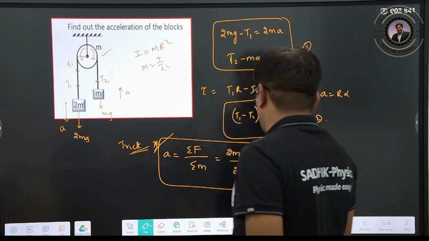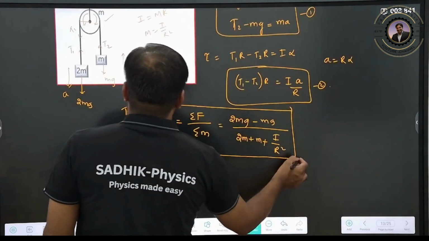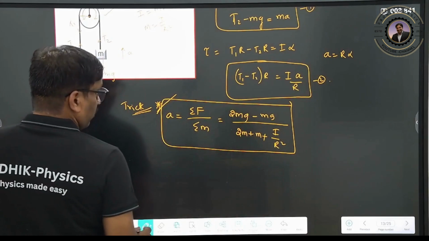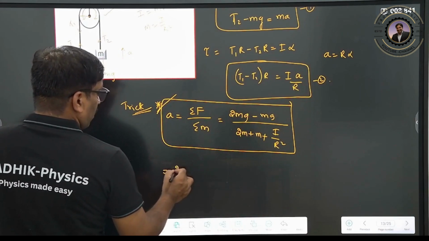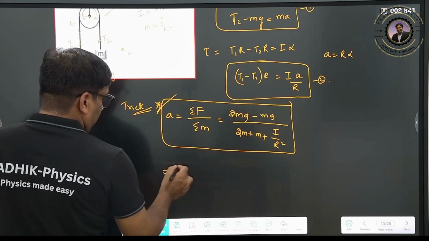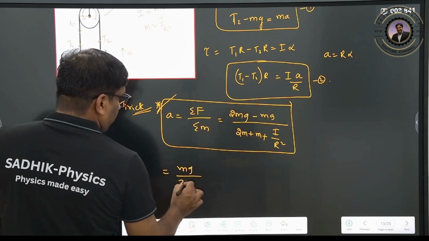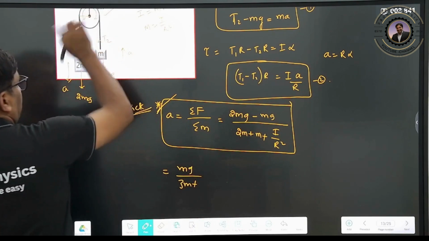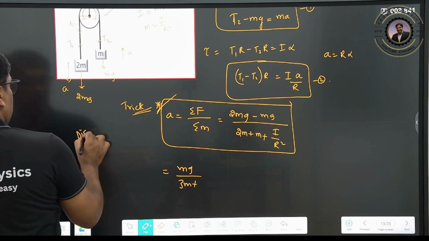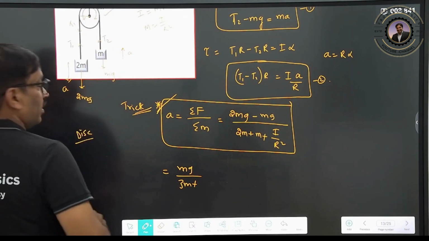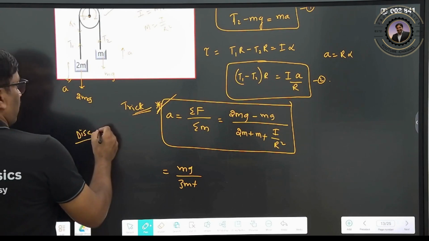Now we will simplify this question very quickly. What is given here? It will be 2mg minus mg, which is mg, divided by 3m plus the moment of inertia term. We will take this as a disc, this wheel. Now what is the moment of inertia?